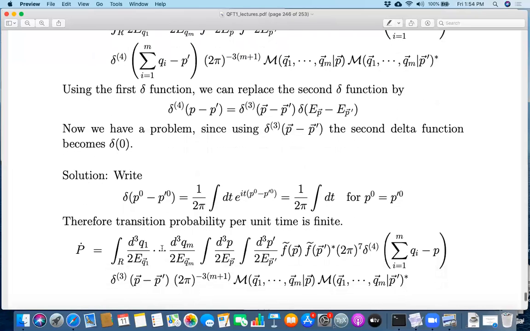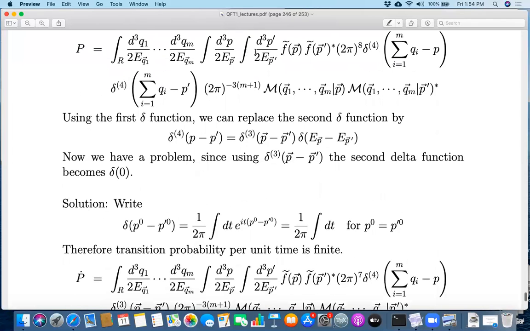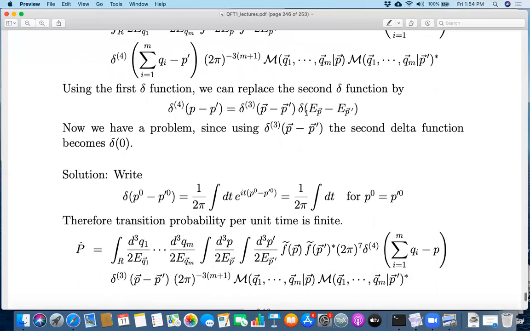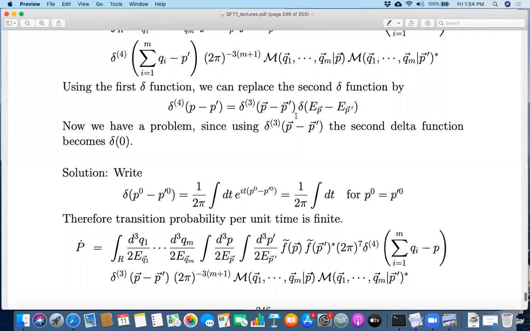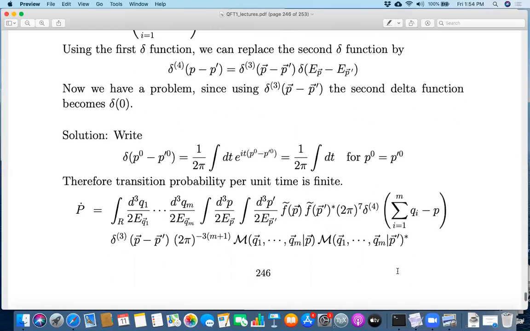So if you do that, and if you call this transition probability per unit time p dot, you can get a finite result, right? Because you get the same integrals as before. I have not done anything here. This 2 pi to the 8 has become 2 pi to the 7 because of this 1 over 2 pi. I still have this delta 4 of qi minus p. Here I only have the delta cube of p minus p prime, because this delta 0 I replaced by this integral and divided by this. And this part again is the same as before. So this then is our expression for the rate of decay, or the decay probability per unit time.